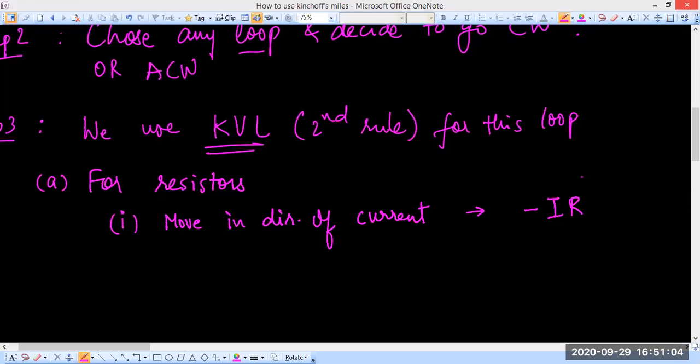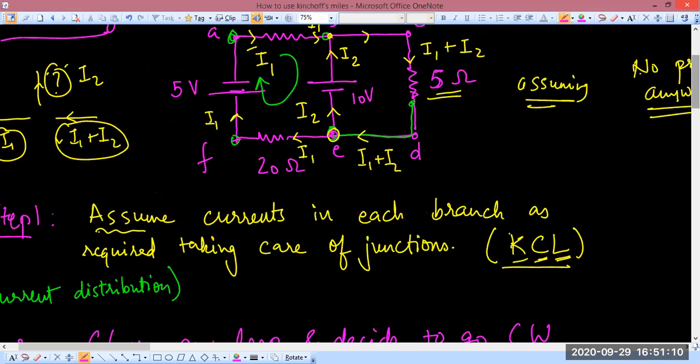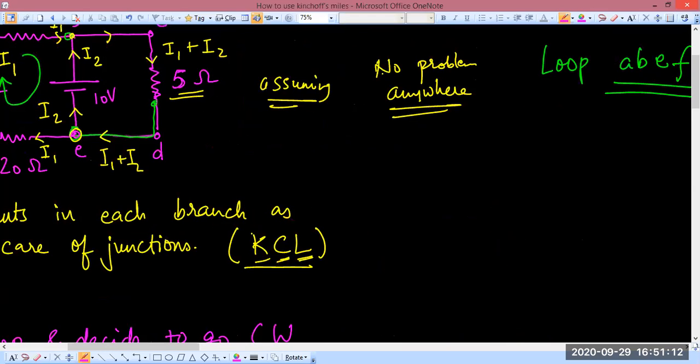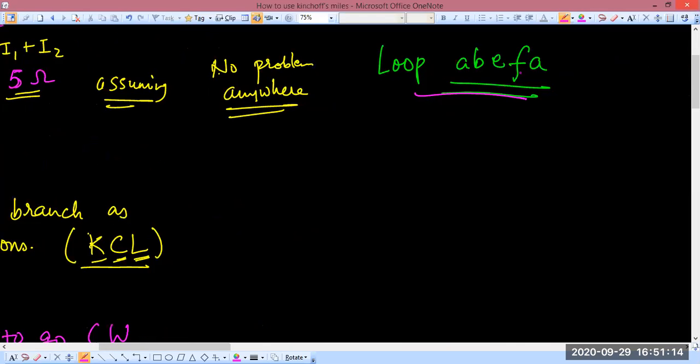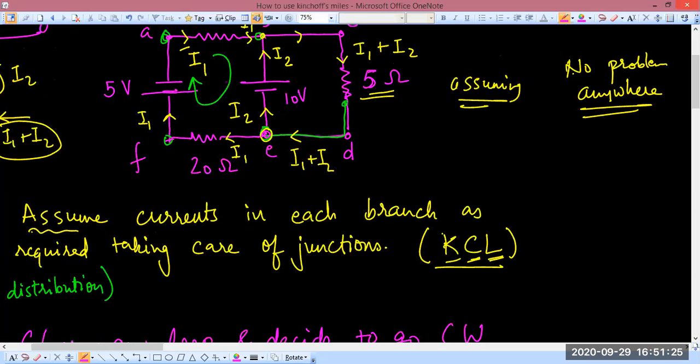Himani and everyone else, right now we are talking about the loop ABEFA. Okay, right now we are talking about the loop ABEFA, right? So what it means is we are going in this direction. Current may be in any direction, we don't care.